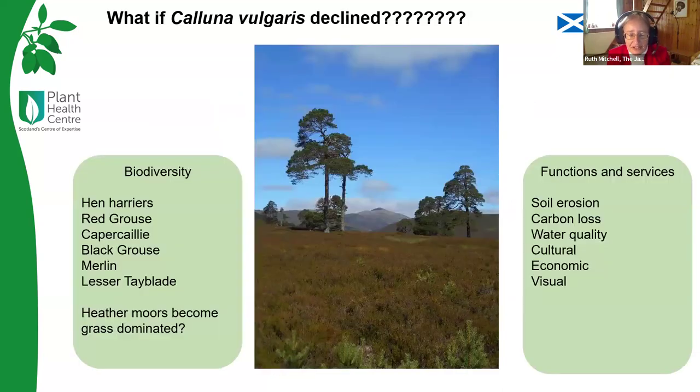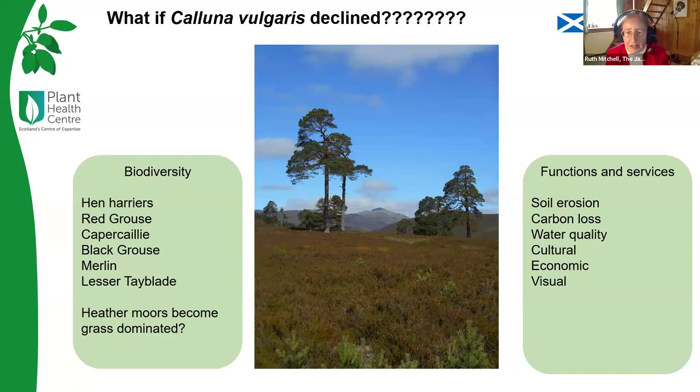So just out of interest, I had a quick brainstorm the other day as to what might happen if heather declined. There's far more impacts than ones I've listed here, but just off the top of my head, some ideas. Lesser twayblade could maybe struggle to find suitable breeding habitat. Red grouse, capercaillie, black grouse, merlin, all dependent on heather habitats to some extent. Would we see our heather moorlands becoming more grass dominated and reverting to grass moors instead of heather dominated moors? And then you could start thinking about the functions and services that could decline.